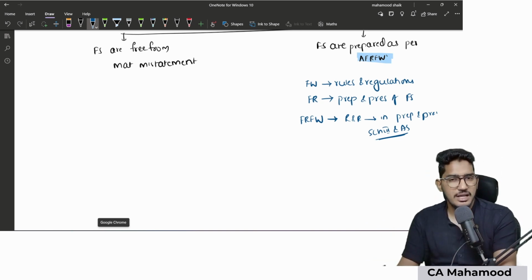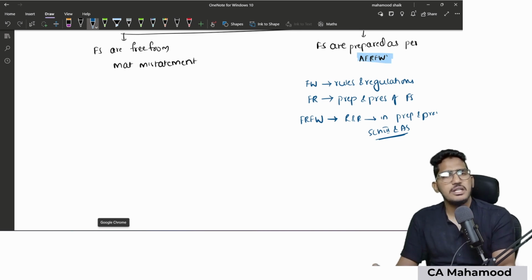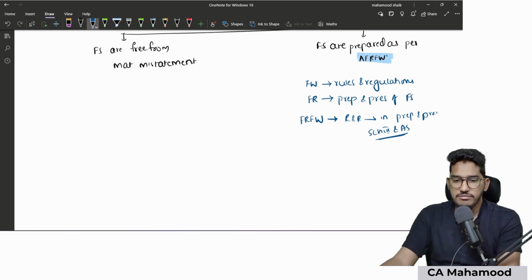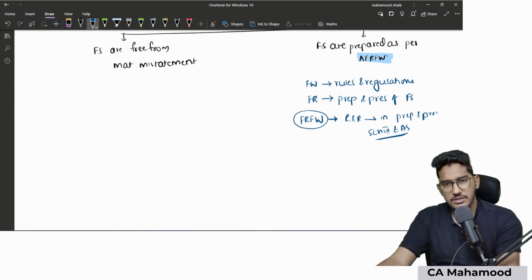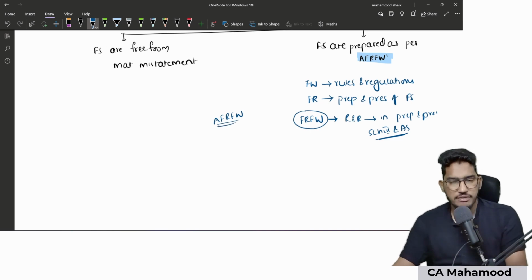The set of rules and regulations which an entity has to follow for the process of preparation and presentation of financial statements: Schedule 3 and accounting standards. Clear? So we understood financial reporting framework. But in the objective, they use some other term. They are saying applicable financial reporting framework. Now, what is this applicable financial reporting framework?